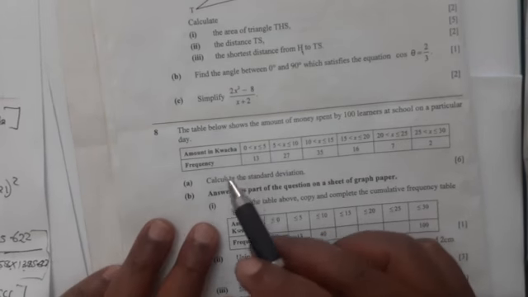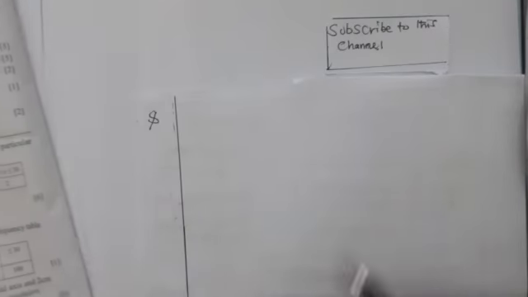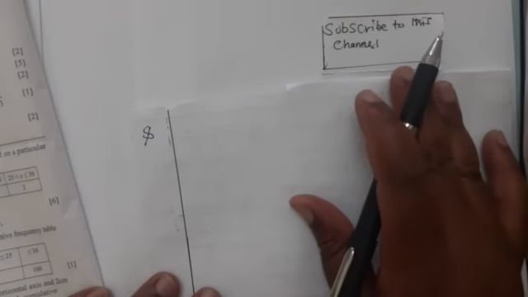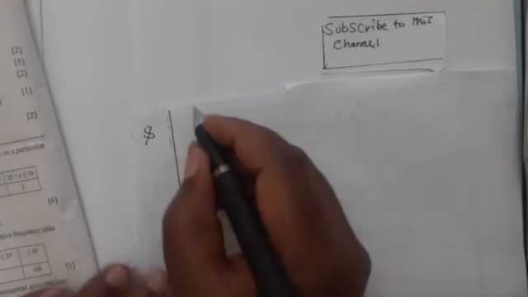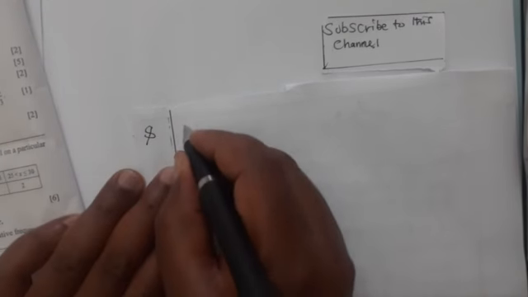Question 8. The table below shows the amount of money spent by 100 learners at school on a particular day. So this is the information that we have. Then A, calculate the standard deviation. Alright, so calculate the standard deviation, there are a lot of methods. Okay, you can use the tables, or you can use the shortcut method or the direct method.